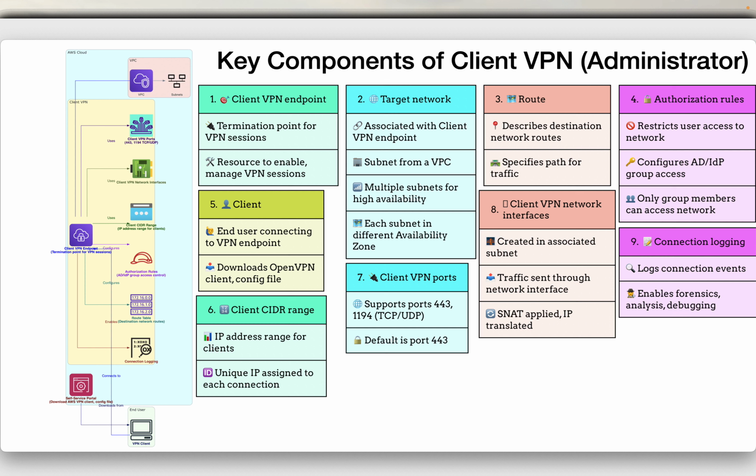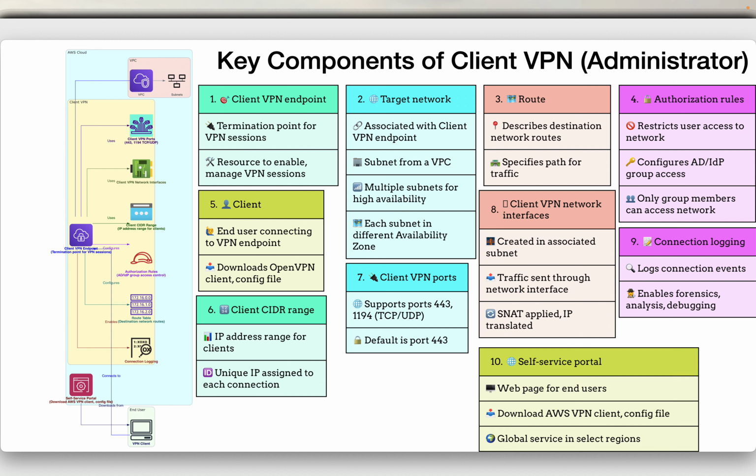Then self-service portal. Client VPN provides a self-service portal as a web page to end users to download the latest version of the AWS VPN desktop client and the latest version of the client VPN endpoint configuration file, which contains the settings required to connect to their endpoint. The client VPN endpoint administrator can enable or disable the self-service portal for the client VPN endpoint. The self-service portal is a global service backed by servers in the US East region.